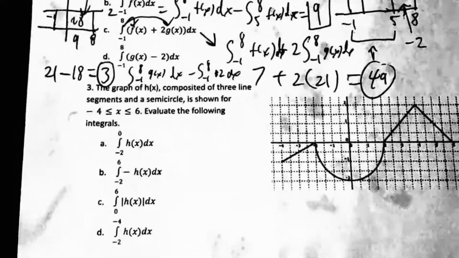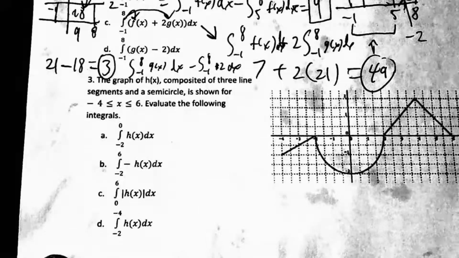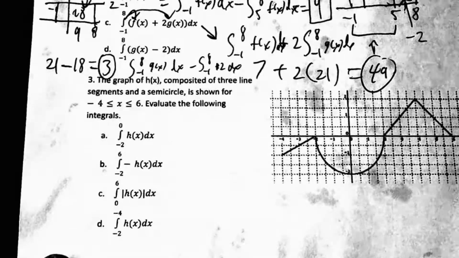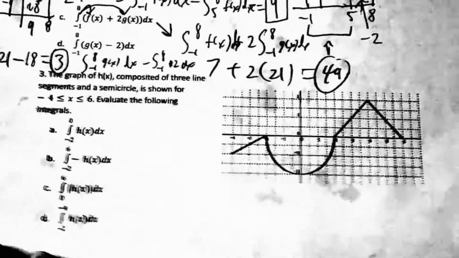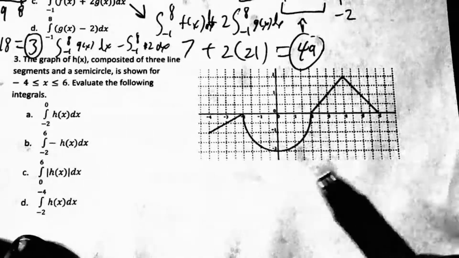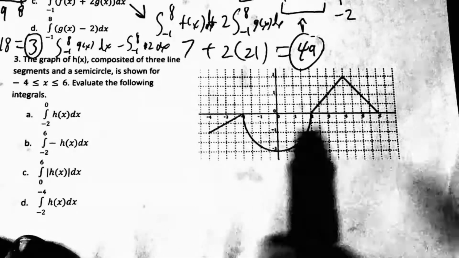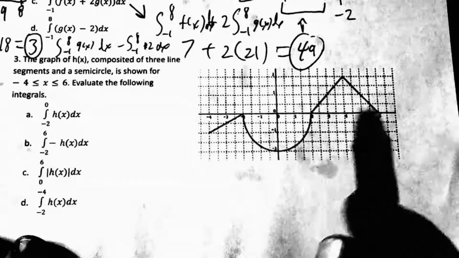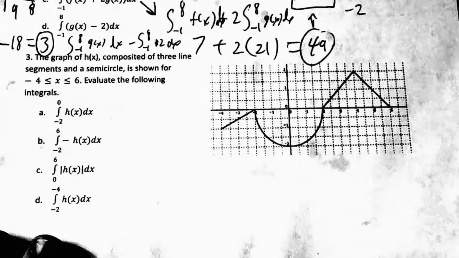The graph of h of x is composed of 3 different line segments and a semicircle, shown from negative 4 to 6. Evaluate the following integrals. Okay, this time we have a graph. This is very common, like on the AP FRQ. They'll give you a graph like this, and you'll find the integral of some region or a missing region. So the first one is from negative 2 to 0.